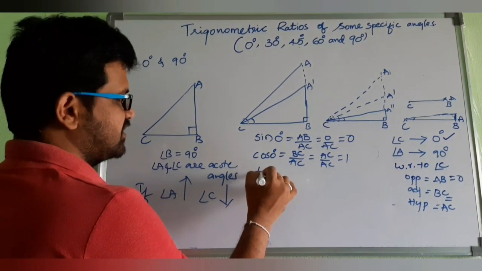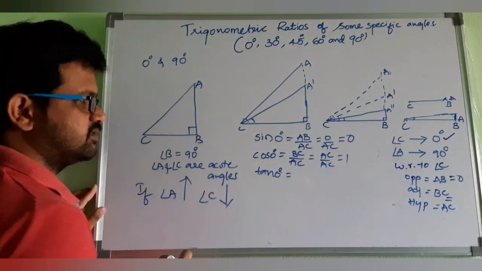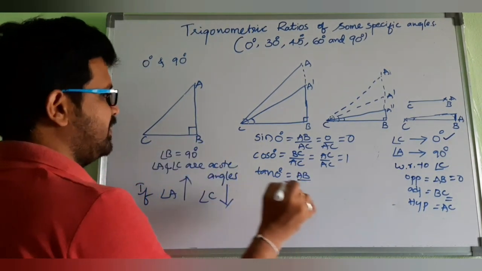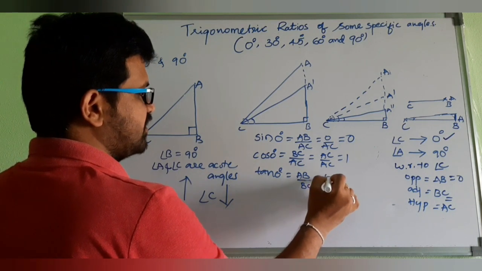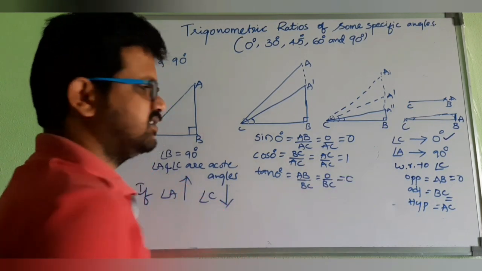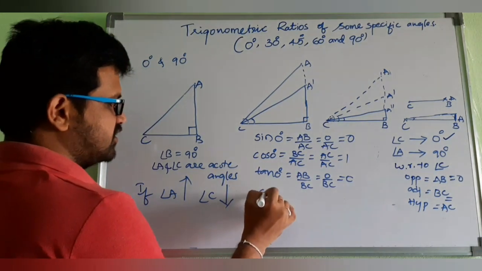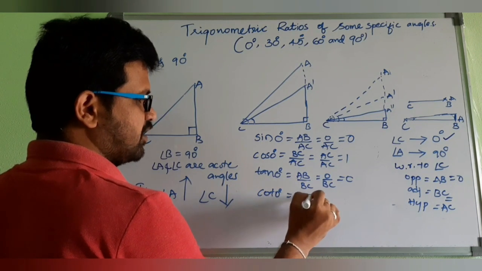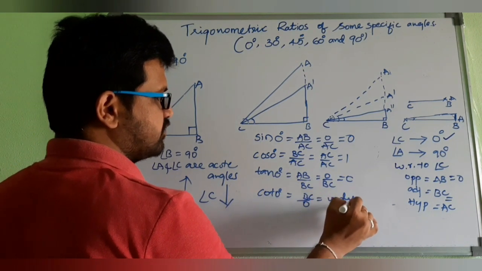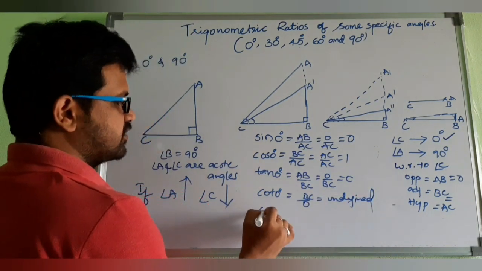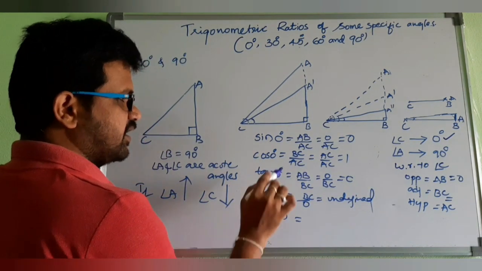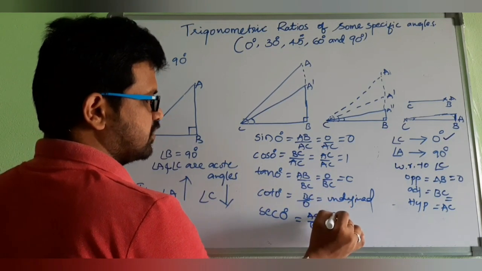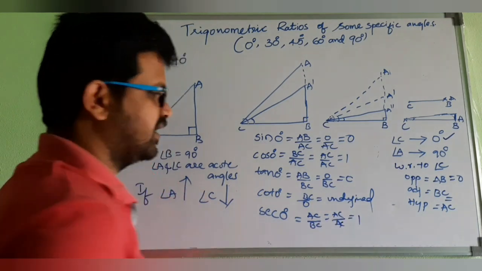And next, tan 0 degrees. Opposite by adjacent, AB by BC. AB value is 0, 0 by BC, 0. Tan 0 degrees is 0. And cot 0 degrees, reciprocal of this, 1 by 0, that is BC by 0, that is undefined. Okay, and secant 0 degrees, reciprocal of cos, AC by BC, that is AC by AC, 1.